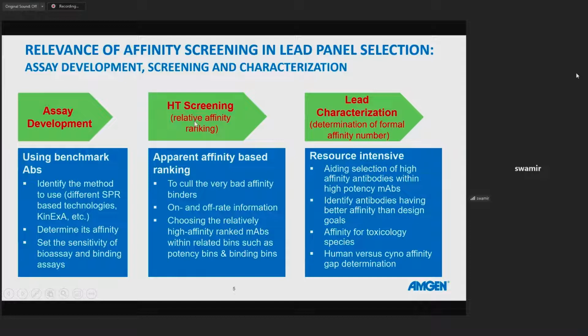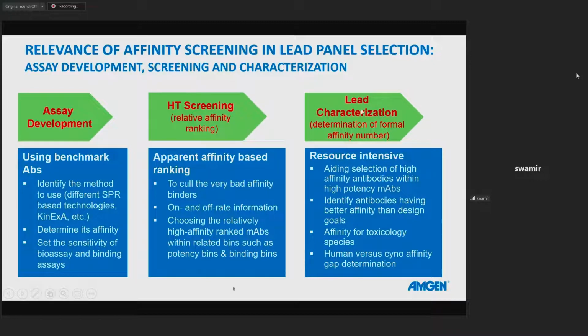During screening, we use this affinity screening to call out the very bad affinity molecules at the outset, and also we could screen for either on-rate or off-rate ranking, or choose the relatively high ranked antibodies within related bins, which have good potency and binding.